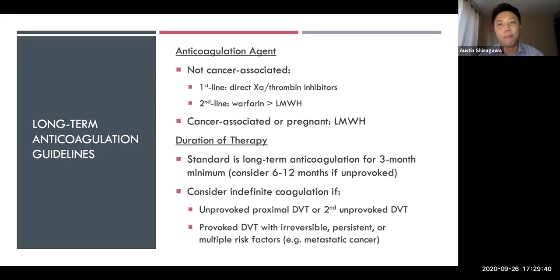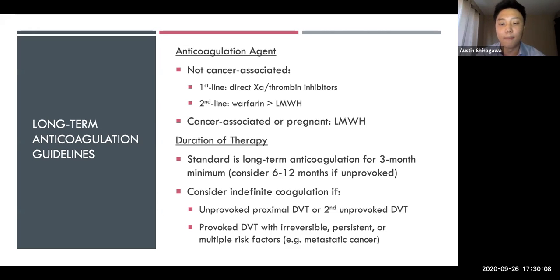But this is kind of a minimum. We don't really know the optimal length of time, but you might want to consider 6 to 12 months if there's more risk factors, such as if it was unprovoked. And you also want to consider indefinite coagulation if it's an unprovoked proximal DVT or if it's their second unprovoked DVT. You also want to consider it if there's a provoked DVT with irreversible, persistent or multiple risk factors.